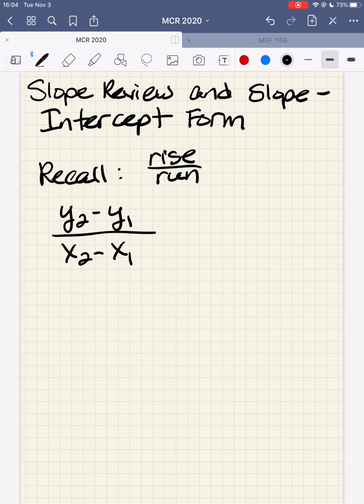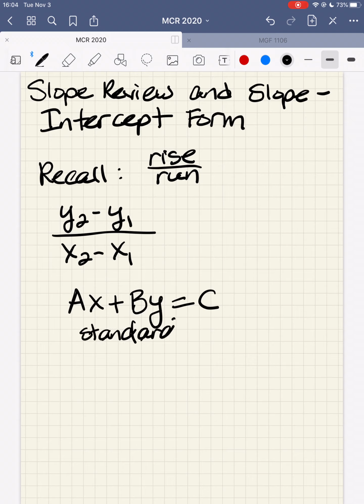We had talked about equations being in standard form, which is ax plus by is equal to c, where a, b, and c are numbers. This is how we first saw equations: we plugged numbers in for x, solved for y, and vice versa. This one we called standard form. And standard form also has some rules for a.